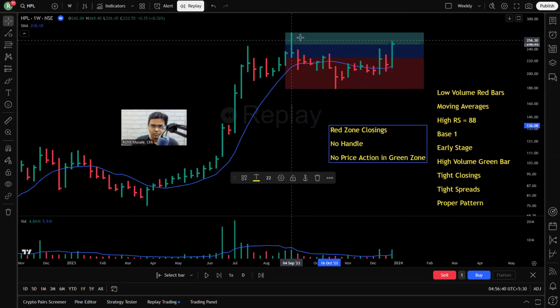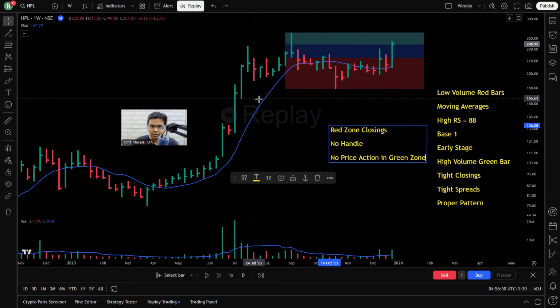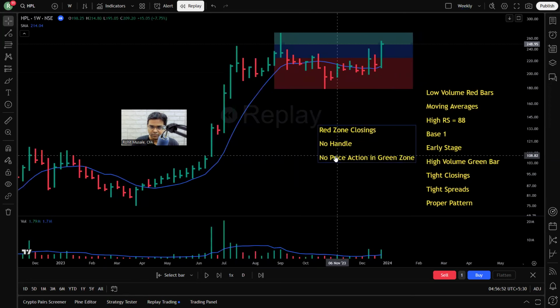So there could be some overhead supply coming from here. So no price action in green zone. That is another factor which is not in our favor, right? What else do you see which is not in our favor?